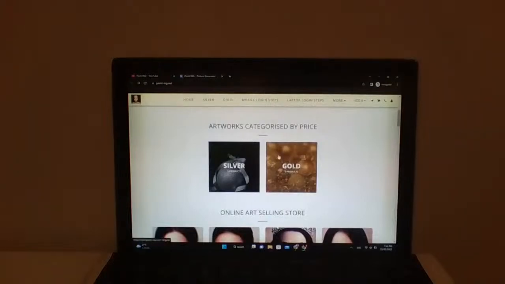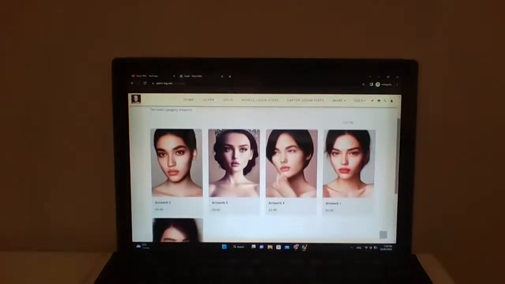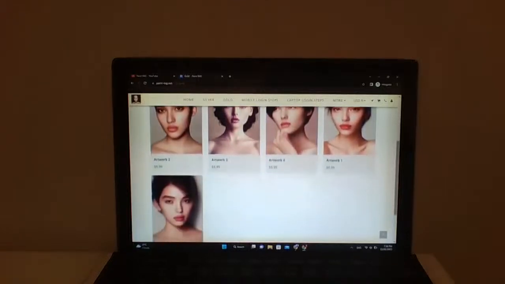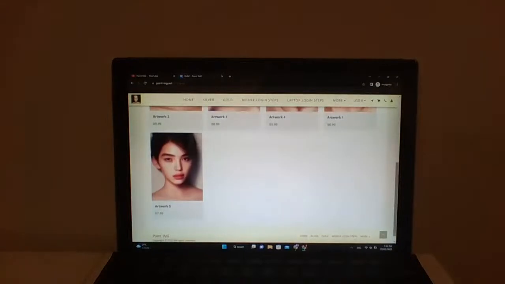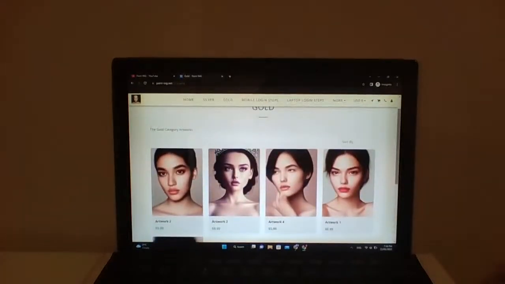Next, I would like to introduce our gold category. The artworks in the gold category are a bit more expensive than the ones in the silver category, but not by much.